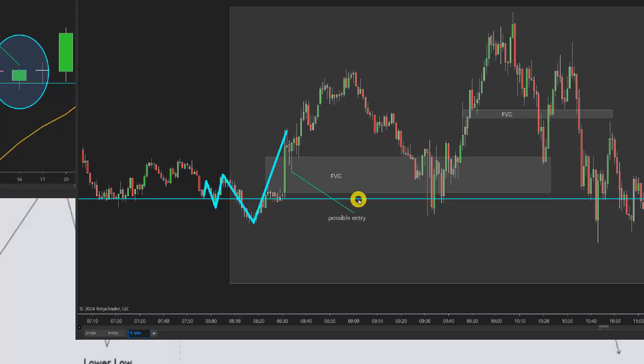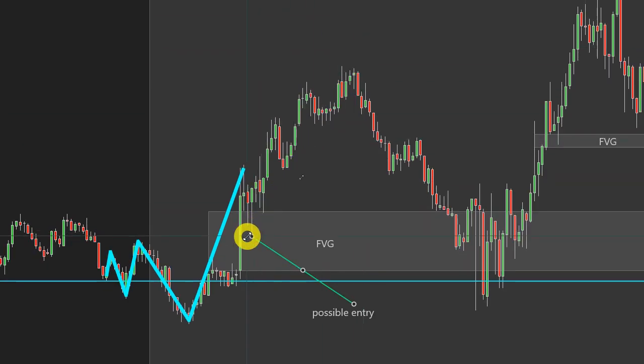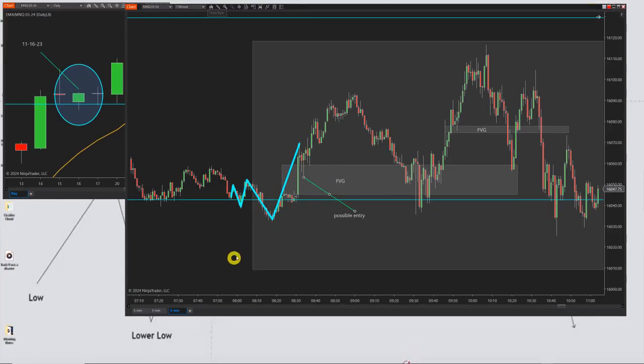Let's look a little closer here. See, the space is empty. There's no wicks coming into this except for this one that comes down, and that's the entry point. You enter in on something like that, and you have a nice stop loss. So on the 1 minute chart, you see there's a pretty decent entry.